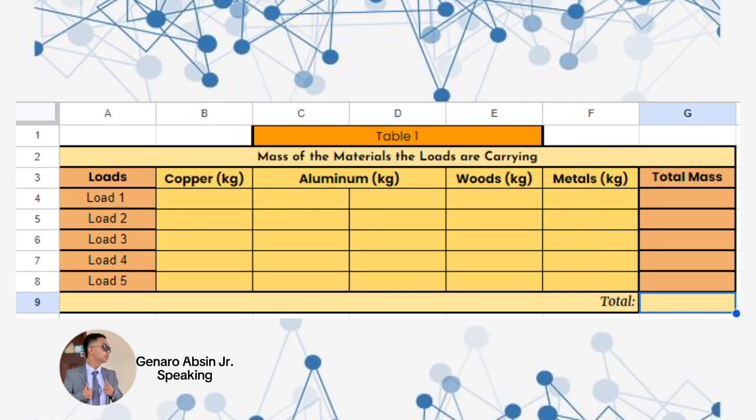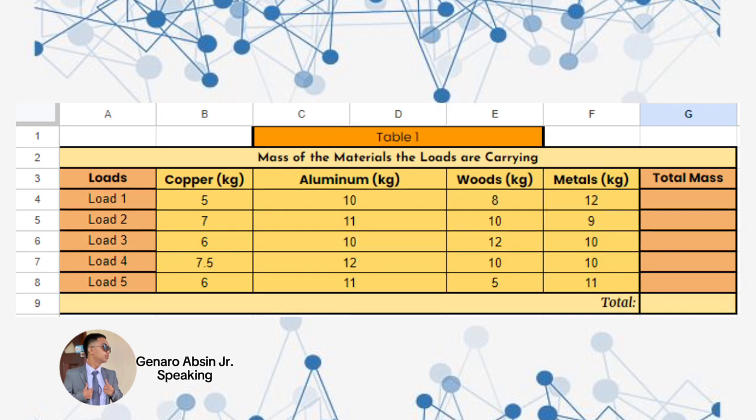First, for table 1, titled Mass of the Materials the Loads are Carrying. We began by organizing the table's title, columns, rows, and headings, including their labels. After that, we proceeded to design the table by merging cells, adding borders, selecting appropriate colors, incorporating various fonts to avoid monotony. The next step was putting all the data in our table, as well as designing and aligning each of them for a more presentable look.